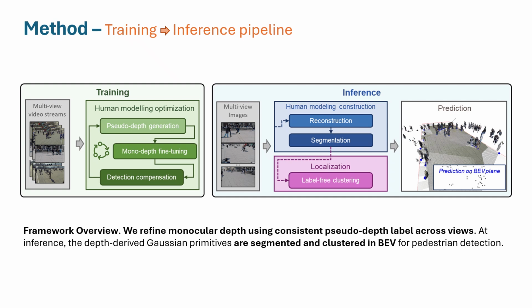In the localization, we propose multiview pedestrian matching to map cross-view pedestrians by Gaussians, which are subsequently clustered for pedestrian localization.